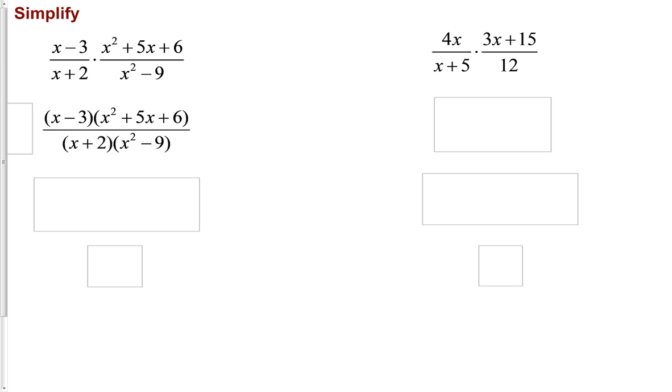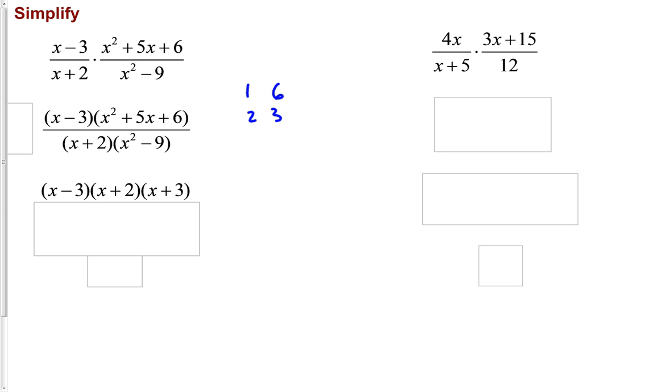X squared plus 5x plus 6. So that's just unfoiling. So we're just looking for two numbers that multiply to 6 and add up to 5. So in this case, 1 and 6, not going to work. 2 and 3 multiply to 6, add to 5. We're going to get x plus 2 and x plus 3 as our two factors on top. And that was just simply taking this here and turning it into these two factors here.